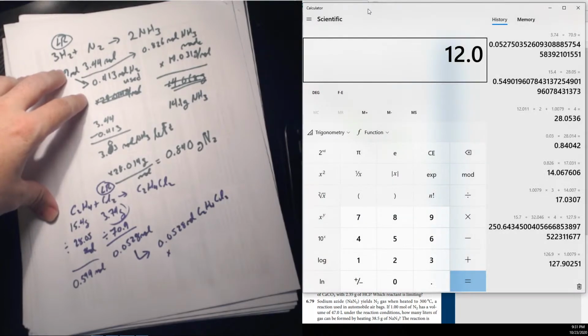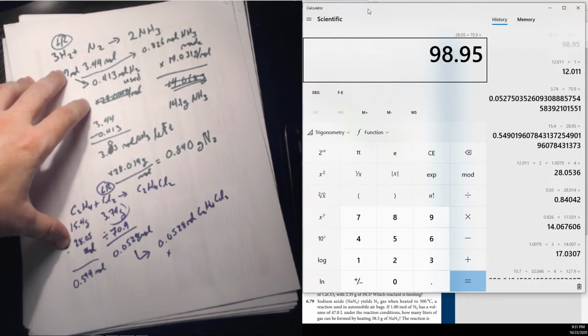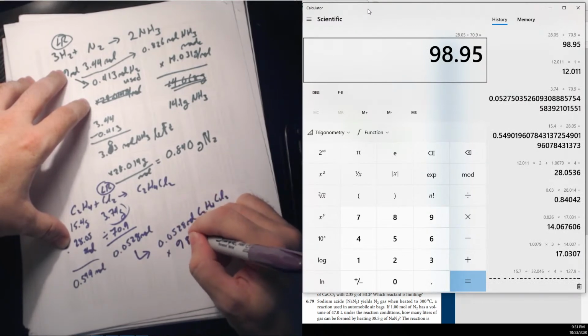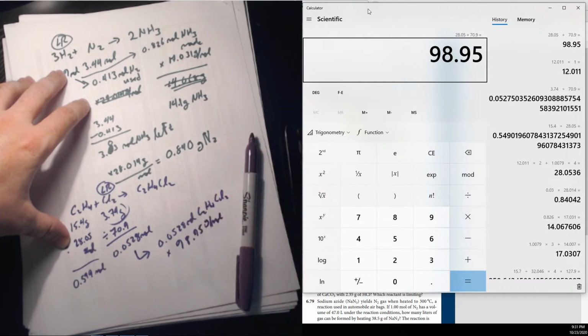So 12.011 times 2, well, 28.05 plus 70.9, 98.95. That's the molar mass of this guy. Feel free to double check all my numbers. I'm not being excessively careful, as you can tell.